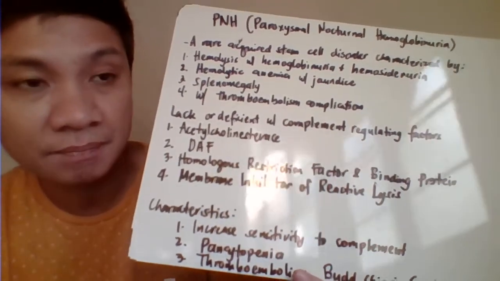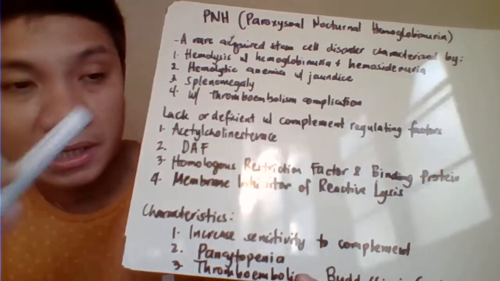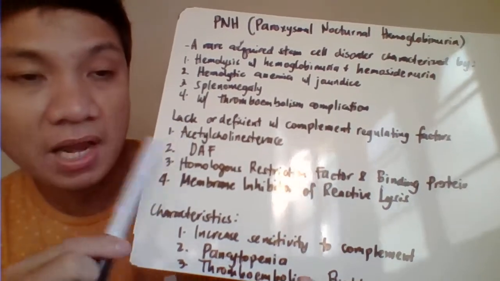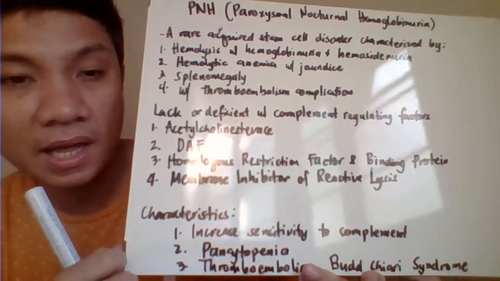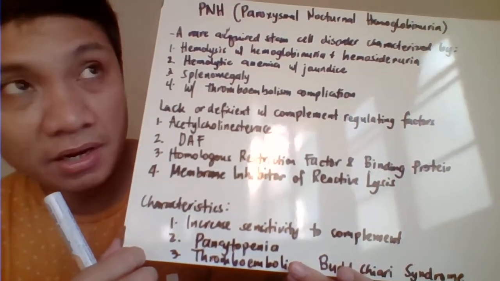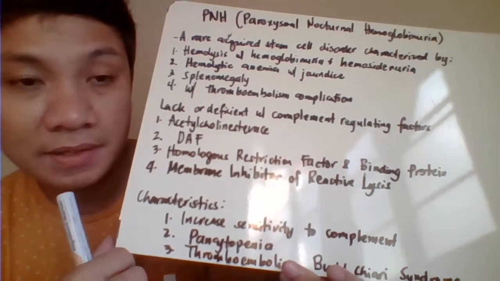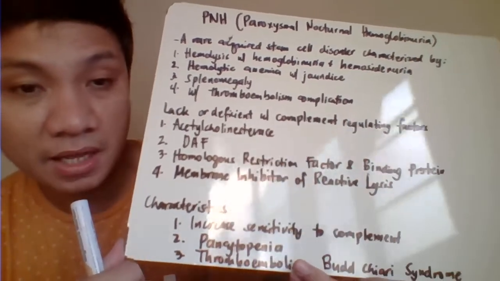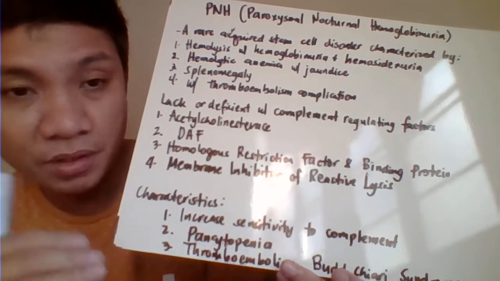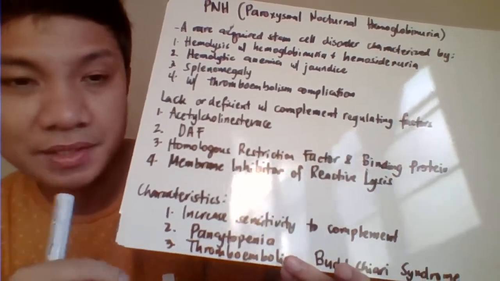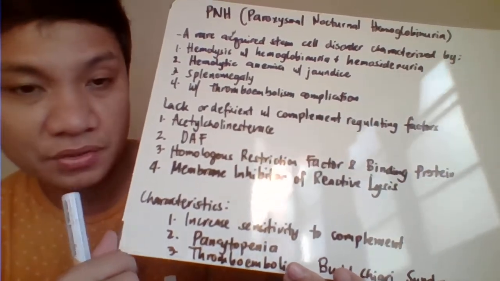Okay, so the pathology related to the lysis of the red blood cells with the PNH is because of the complement mediated destruction. Basically the red blood cells of the patient would have an absence of the following factors. The first one is acetylcholinesterase. Acetylcholinesterase level here is directly related to the severity of your PNH. So the more decreased or the lower the concentration of the acetylcholinesterase, the more severe your PNH.